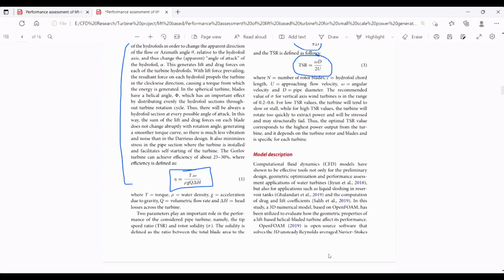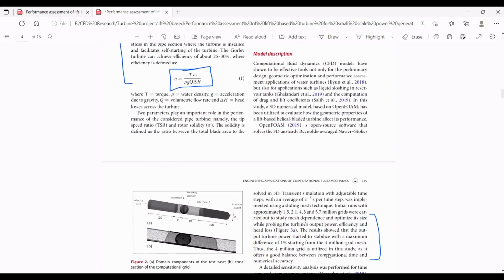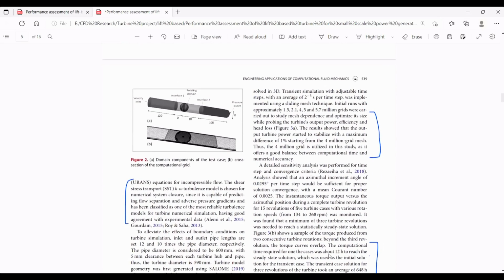The lift-based helical turbine has been analyzed using the OpenFOAM solver, and the governing equations for the simulation are the URANS equations, or the unsteady Reynolds-averaged Navier-Stokes equations. The turbulence model utilized was the k-omega SST model, or the shear stress transport model. This model was used as it is particularly efficient in solving flows involving flow separation and adverse pressure gradients. And through literature review, the author found that this model would be the appropriate one for the simulation.